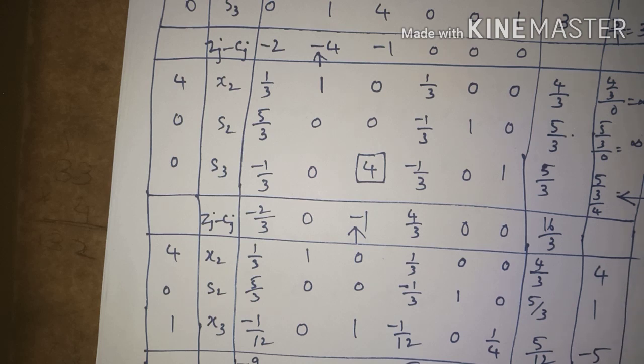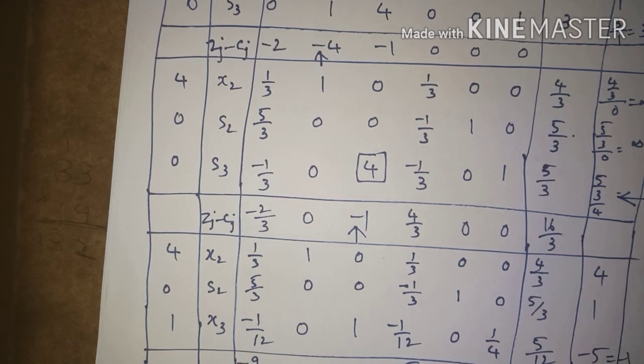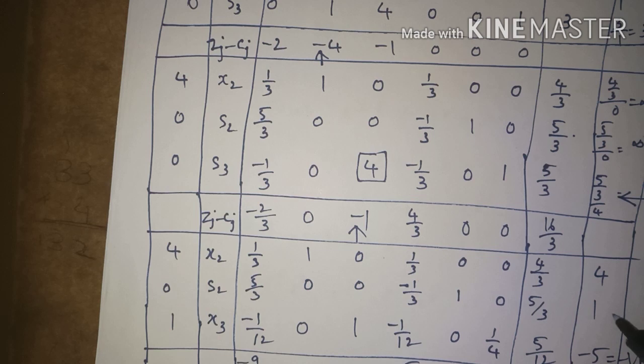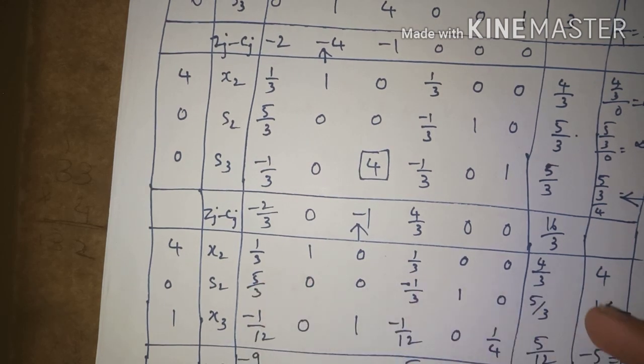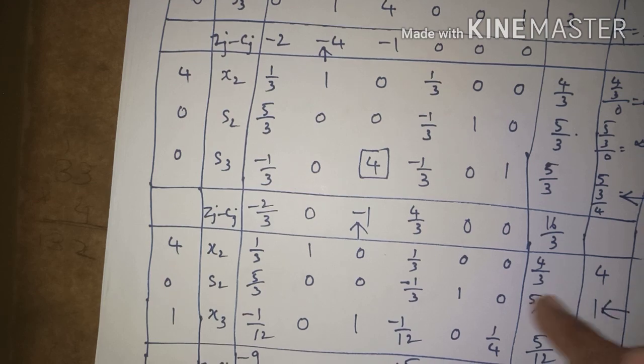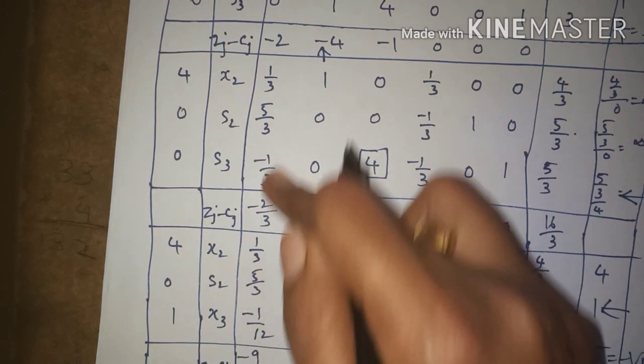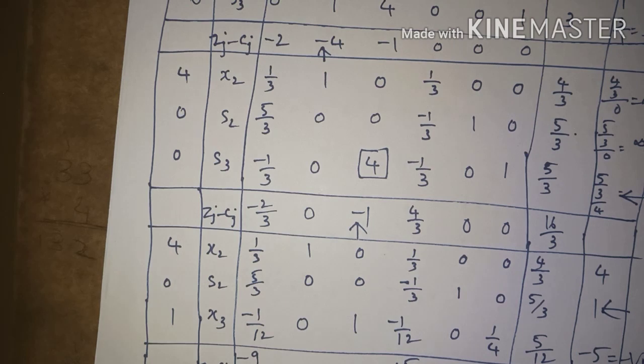In the minimum ratio, if there are any negatives or infinity, you have to just omit or ignore them. Out of positive and 0 values only, we have to choose the most minimum. Out of 1 and 4, ignoring the negative, the most minimum is 1. That's why I choose this row, the S2 row. S2 is the leaving variable, whereas x1 is the entering variable.